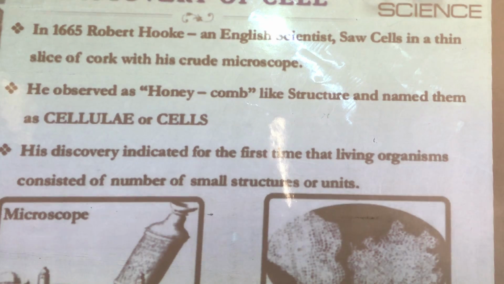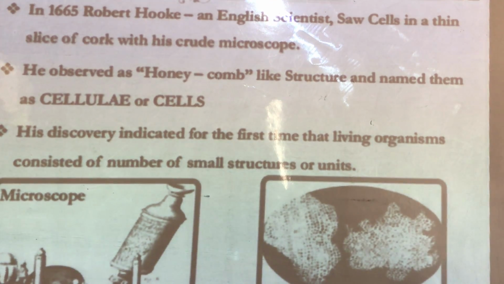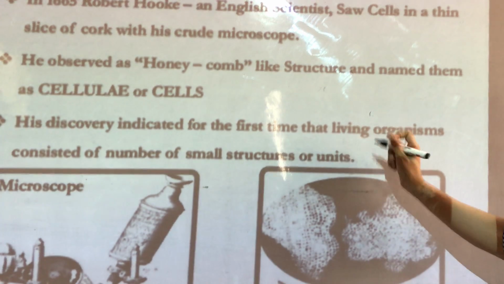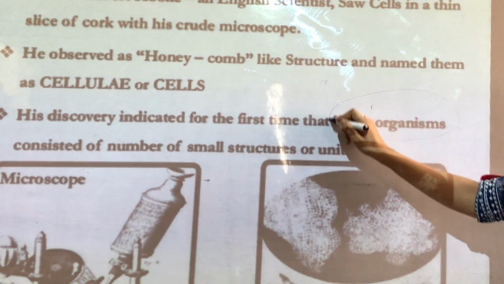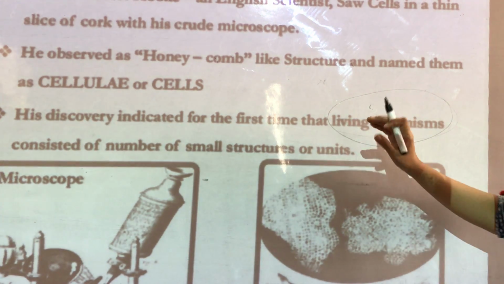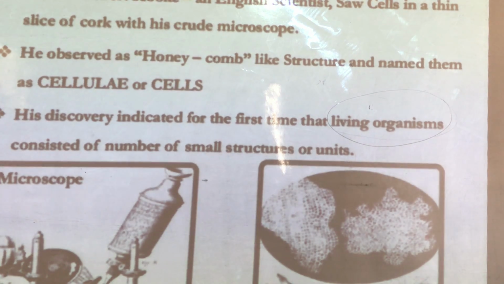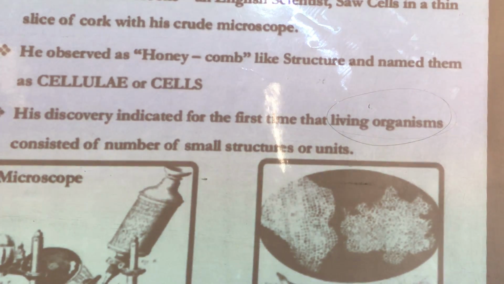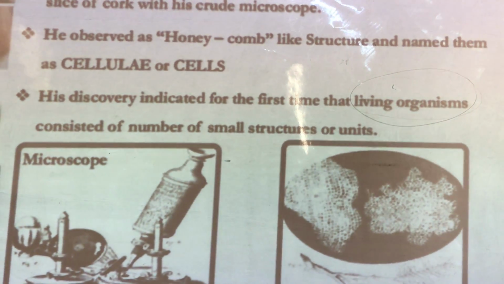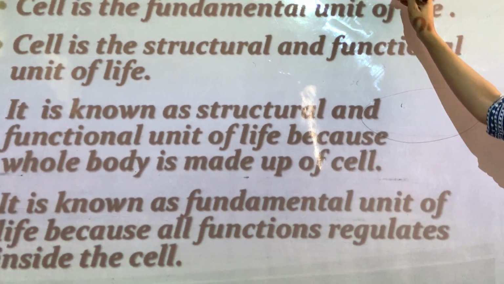Okay, and children, his discovery indicated for the first time in the history of human life that living organisms, human or any other living organisms for that matter, consist of small structures or small units which he called cells. So what is a cell? Okay, a cell is the fundamental unit of life.